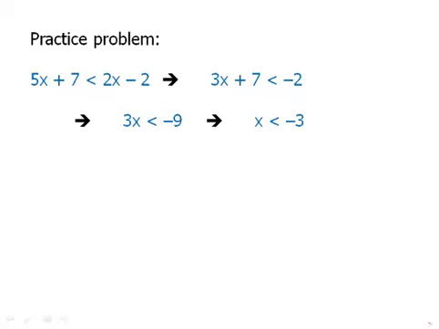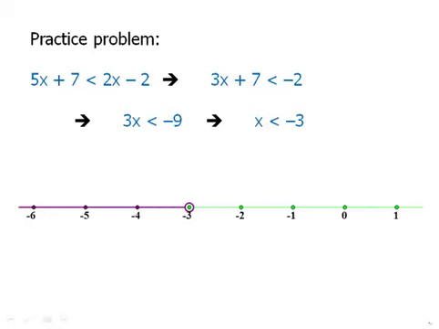Now, sometimes they'll have the solution written in this algebraic form. Sometimes they'll write it on a number line. And of course, x is less than -3 is written on a number line like this. Notice there is an open circle at -3, indicating that -3 is not a legitimate value. So -3 is not one of the values in this solution.